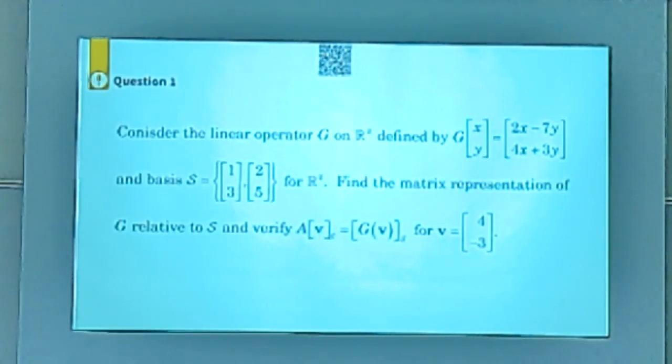What are we going to get? 2 times 4, 7 times negative 3. That's what, 8 plus 21? 29. And then 4 times 4 and 3 times negative 3. 16 minus 9, 7. That's what, 21, 7. Or sorry, 29, 7.